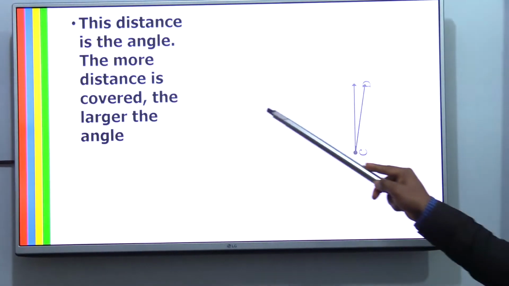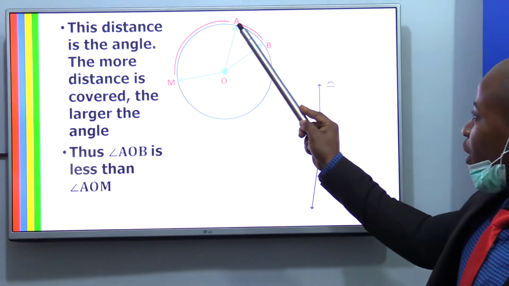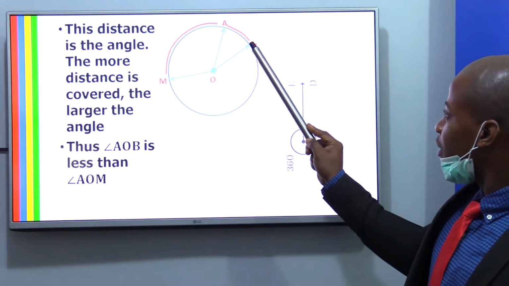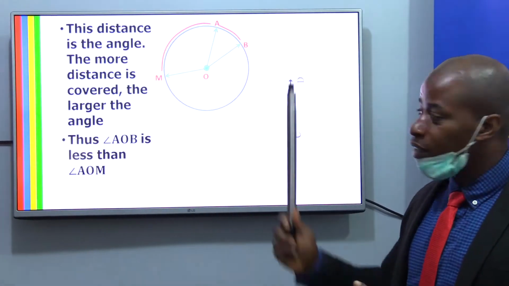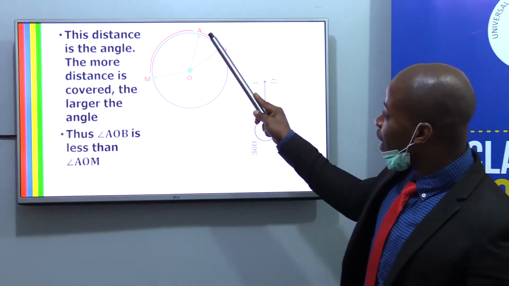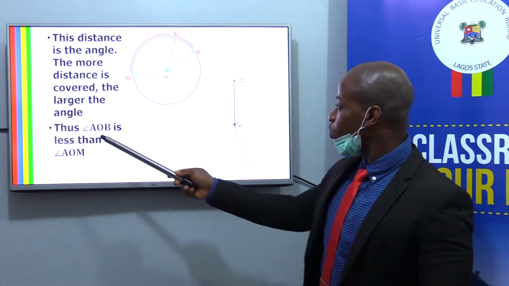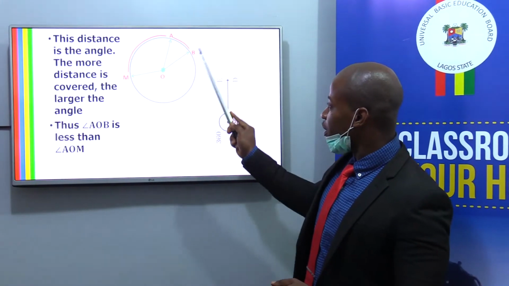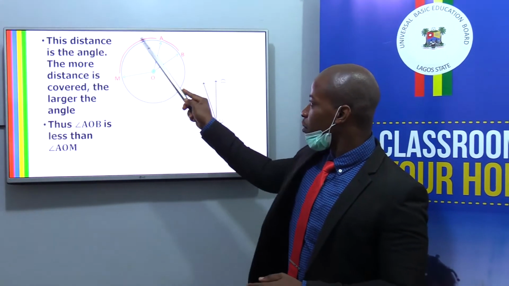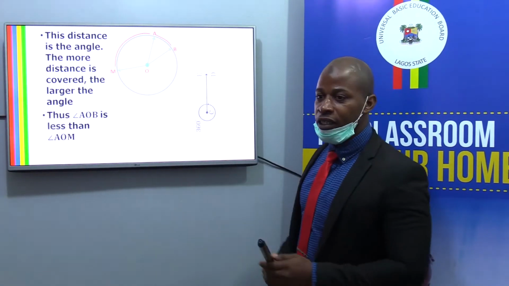So in this diagram that you're going to see here right now, you will see that B has moved to A, but A has moved to M. This distance is a very small distance. It has moved from here to here. That is little distance. But from here going to M, that is a larger distance, and that means a larger angle. That is why angle AOB is smaller than angle AOM. It's quite easy to see. The distance is larger than this one.